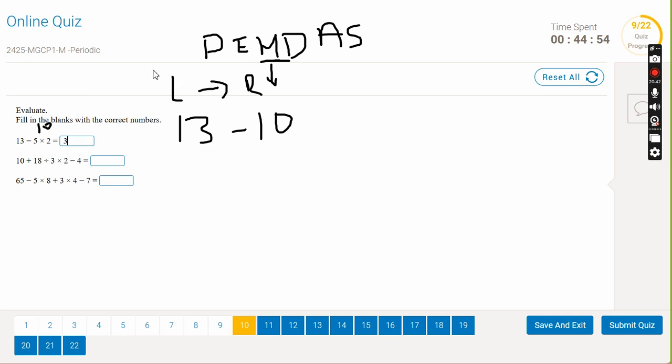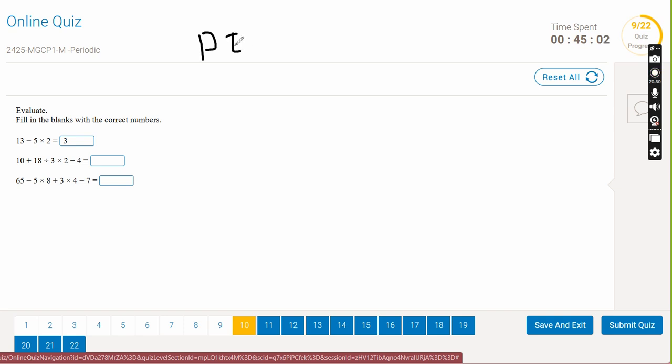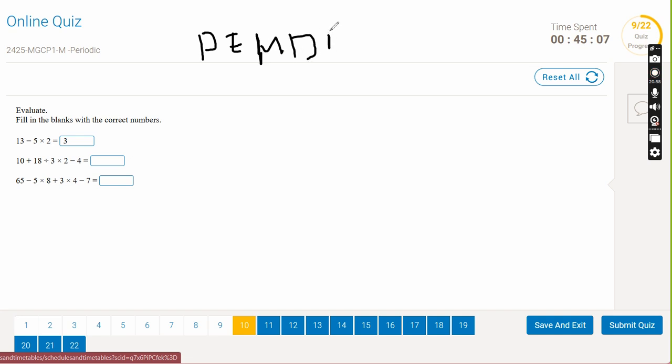The next one, we have 18 divided by 3 and 3 times 2. Again, when you have both multiplication and division, you will go from left to right. So 18 divided by 3, what will that give us? And then we multiply that by 2. 18 divided by 3 gives 6. That's correct. So we can rewrite it so it would be easier.